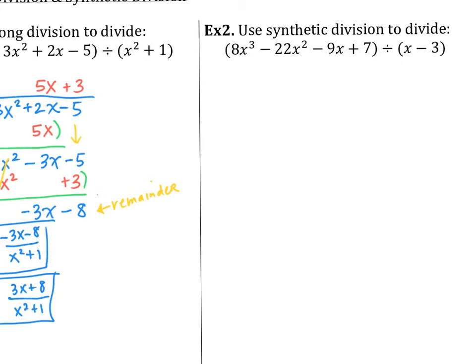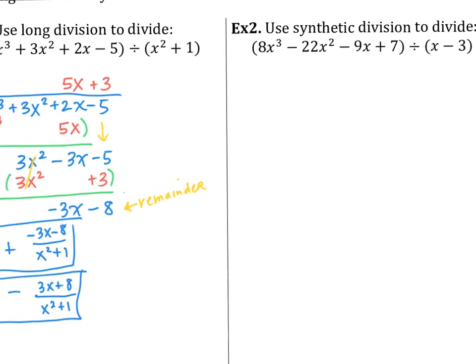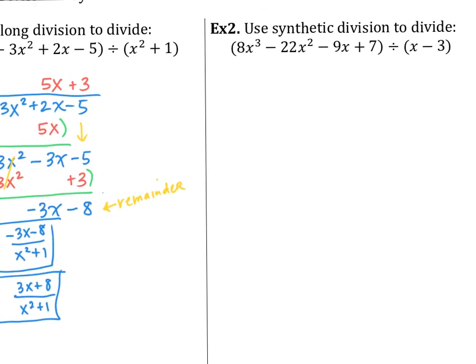The second example is going to use synthetic division to divide 8x to the third minus 22x squared minus 9x plus 7 by x minus 3. Synthetic works best when you're dividing by a linear factor. So I'm dividing by x minus 3. This is degree 1. That's linear. The previous one was x squared plus 1. It was degree 2.